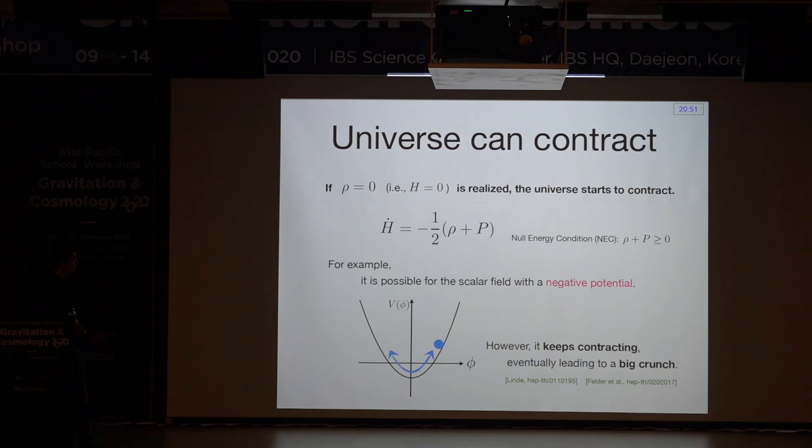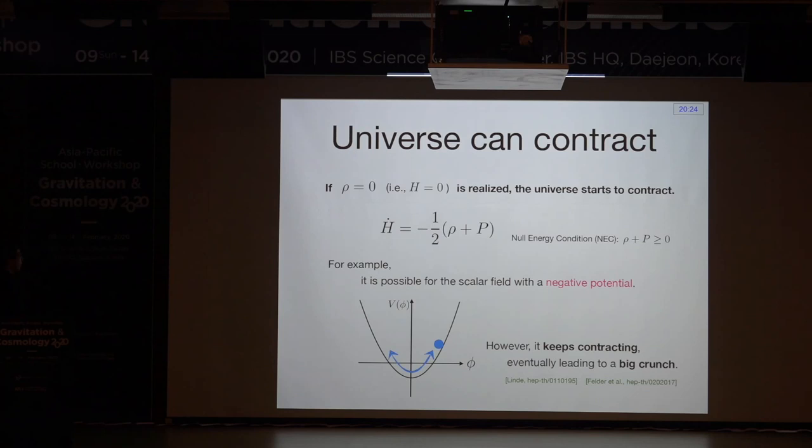So contraction is possible, but the problem is that once it happens, the universe keeps contracting, and eventually it will go to a big crunch. Of course, we do not conclude it, because if it becomes very high energy, then we would need some high energy physics knowledge or quantum gravity. But anyway, the universe keeps contracting to a very, very high energy state.